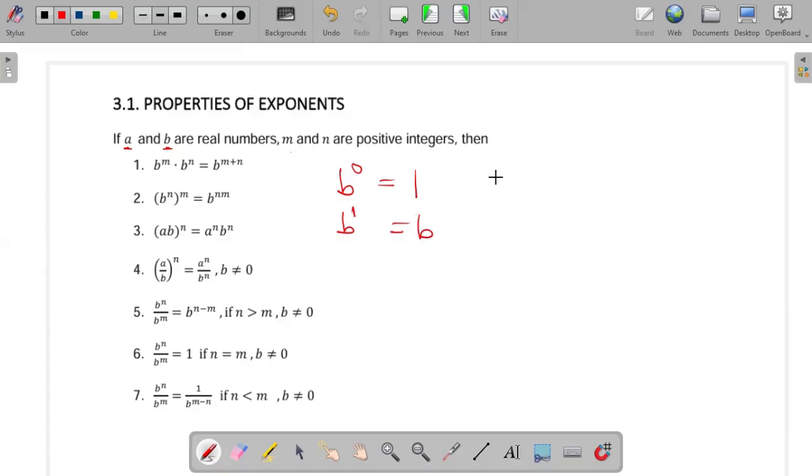So if I have 2 raised to the power 0, it's going to be 1. If I have 2 raised to the power 1, it's going to give me 2. If I have 3 raised to the power 1, it's going to give me 3. So any number raised to the power of 1 is that number itself, and any number raised to the power of 0 is 1. We take note of these two.